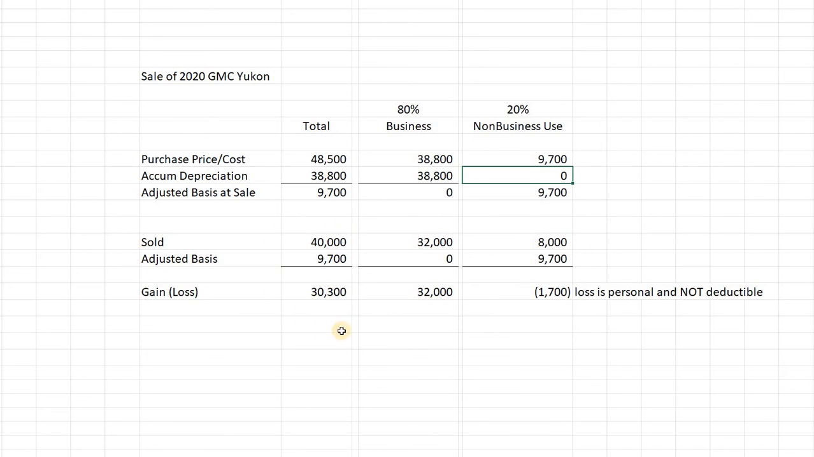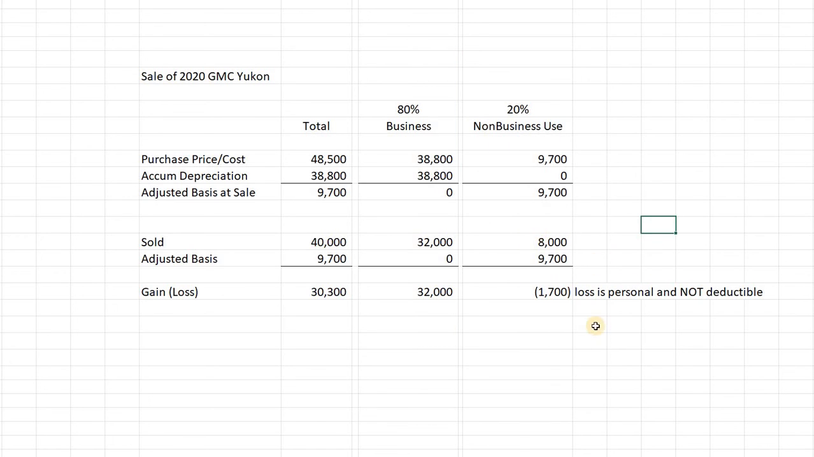So when we get down here and we look at the allocation of the sale, $40,000 was the total sale price. We allocate that 80% to business, 20% to personal. So when we look at the adjusted gain or loss on the business side, there's our $32,000 number, right? So the $32,000, again, that's what we're seeing reported on the 4797. This piece right here, the non-business, this is just done for our own bookkeeping reconciliation purposes, right? None of this is actually reported on the 4797.